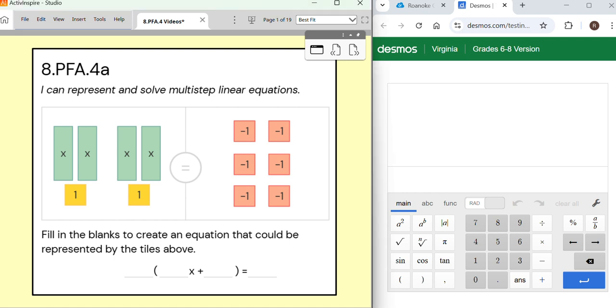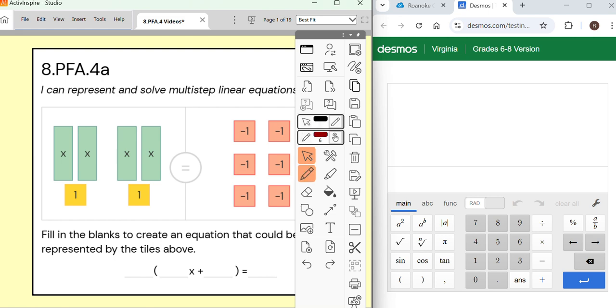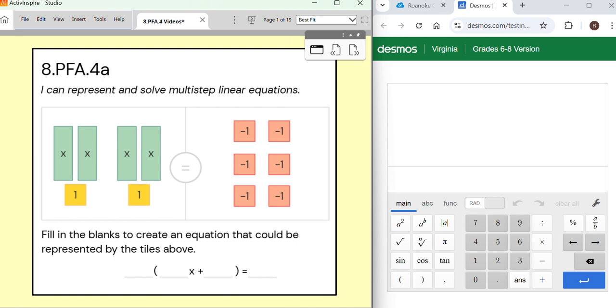Let me make sure I've got my cursor working. There it is. See the equal sign right there? Well, that's the equal sign there. So let's start on the right because that's going to be the easier thing. -1 plus -1 plus -1 plus -1 plus -1 plus -1. That equals -6. 1, 2, 3, 4, 5, 6. So that's going to be what it's equal to.